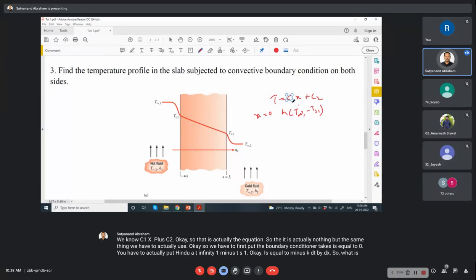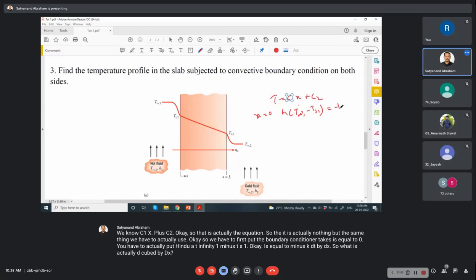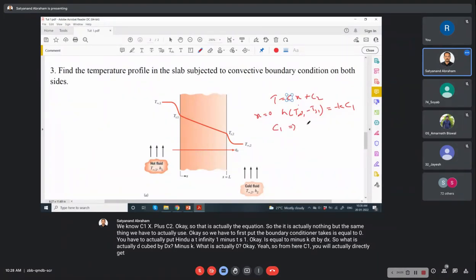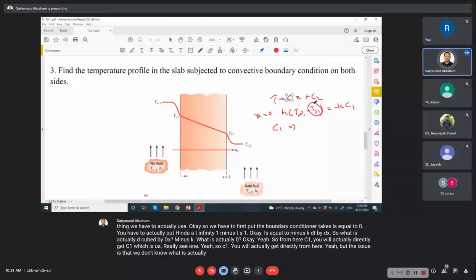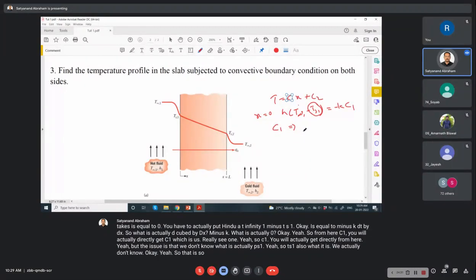So what is dT by dx? Minus k, what is dT by dx? It is C1. So from here you will directly get C1. But the issue is that we don't know what Ts1 is either, so therefore it is a bit tricky.